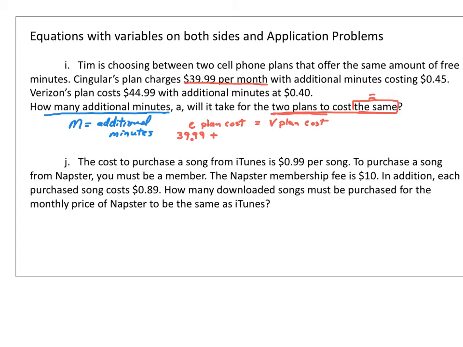I don't know if you interpret it that way or not. That's for each additional minute. So that's a rate per minute, that 45 cents. So plus 0.45. But that's only for one additional minute. We don't know how many additional minutes, so we have to multiply that by m.